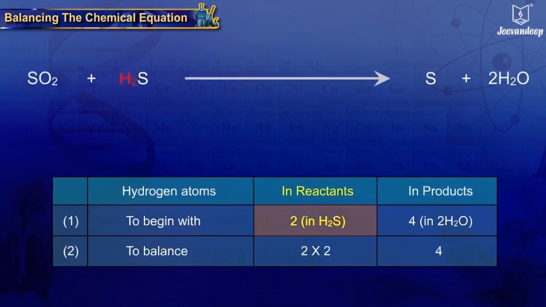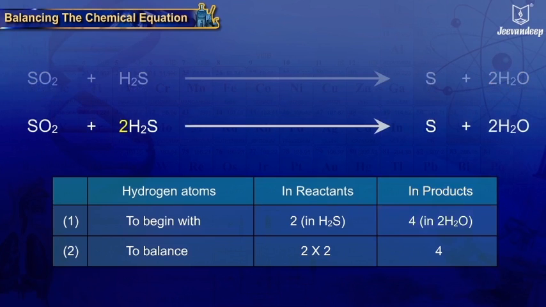Step 4. Equalize the number of hydrogen atoms as in step 3. This gives SO2 plus 2H2S gives S plus 2H2O.